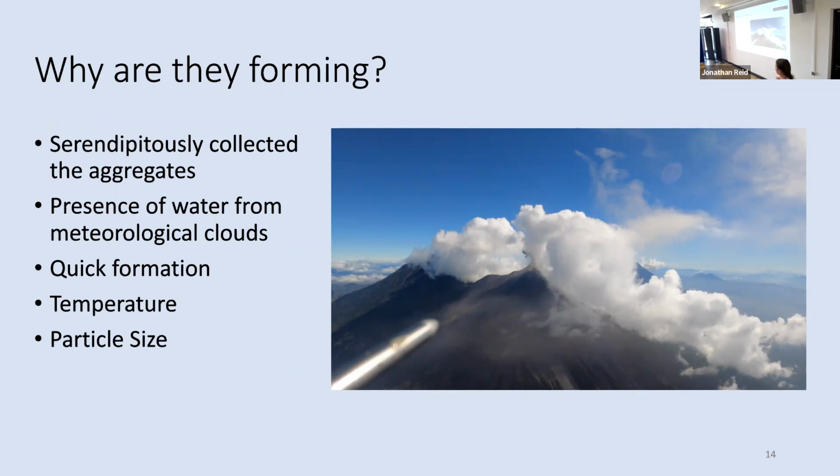So there's a strong indicator that it was the presence of water that caused these to form, and probably a very quick formation, because this is within 30 seconds to a minute of the eruption itself. Temperature potentially has an influence, the temperature of the ash and also the ambient temperature, and particle size is influencing that as well.